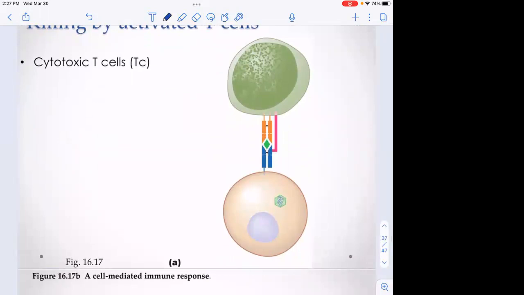We could go through and, yeah, let's go ahead and label this. Okay, here's the cell that's infected. And here's the cytotoxic T cell. Okay, here's the CD8, T cell receptor. Here's the epitope. And this is the antigen being presented by MHC class 1. Okay, so now we have an active cytotoxic T cell.